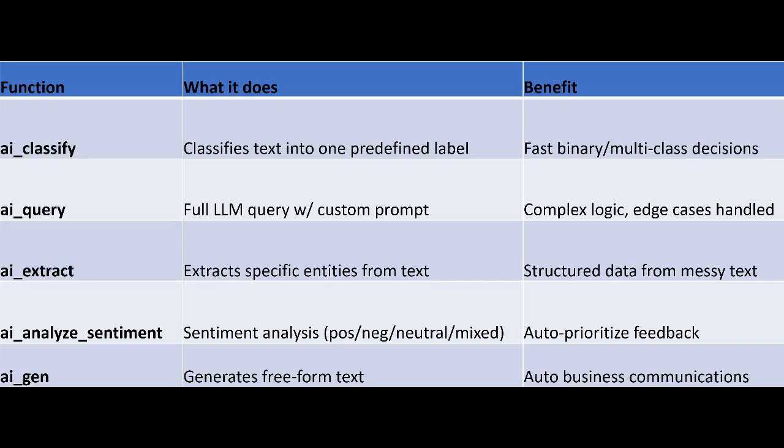You can combine these functions into powerful SQL pipelines for end-to-end data processing. You could start with AI Extract to pull entities from raw text, feed those into AI Classify for categorization, layer on AI Analyze Sentiment for prioritization, use AI Query to handle custom edge cases, and finish with AI Gen to produce reports or responses. Run the full chain in one query and turn chaos into actionable workflows instantly.